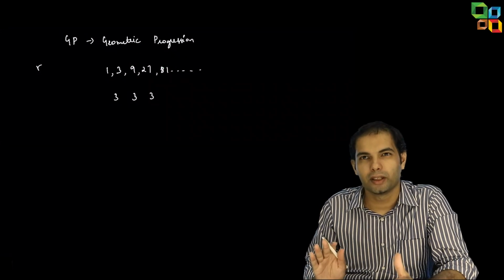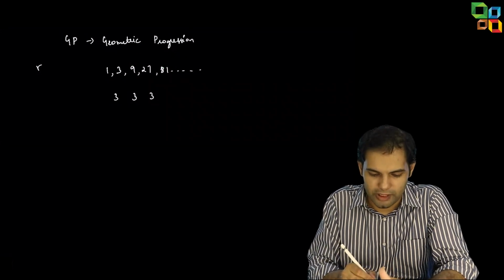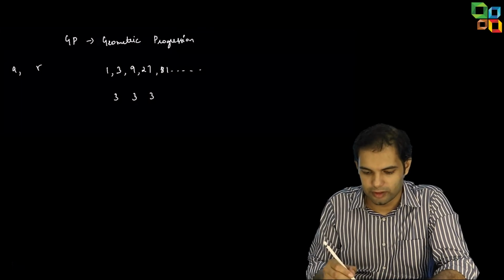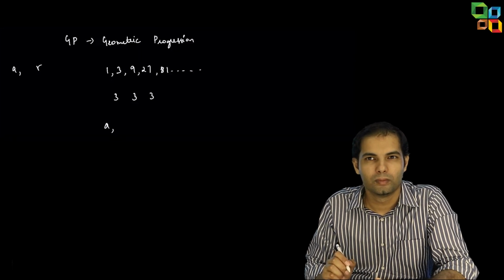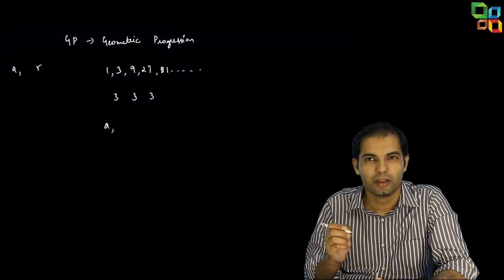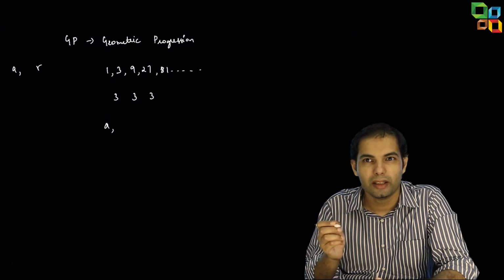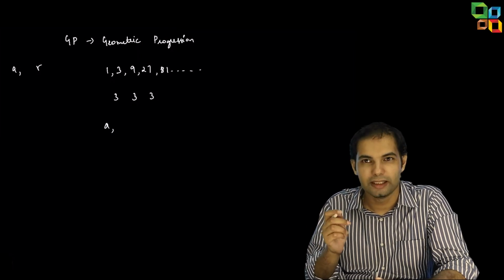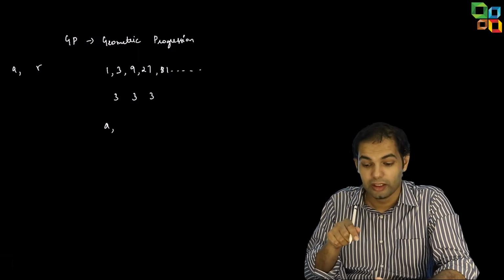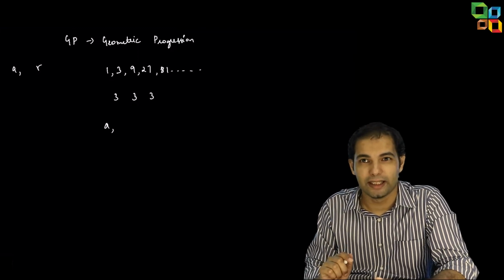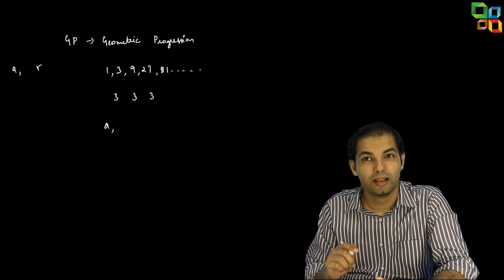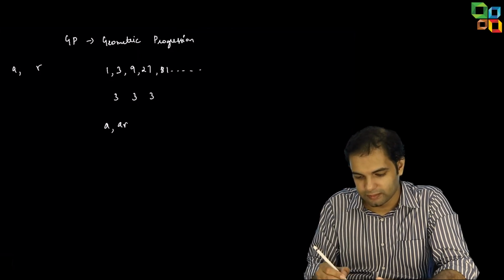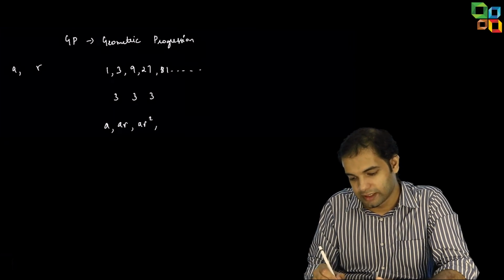So suppose my first term, we'll keep it as it is, A, right? First term is A. Then what would be my next term? Because I said common ratio. A, then 3A if my common ratio is 3. But what if my common ratio is R? Then RA, A into R, right? What would be the next term? AR square. What would be the general term?